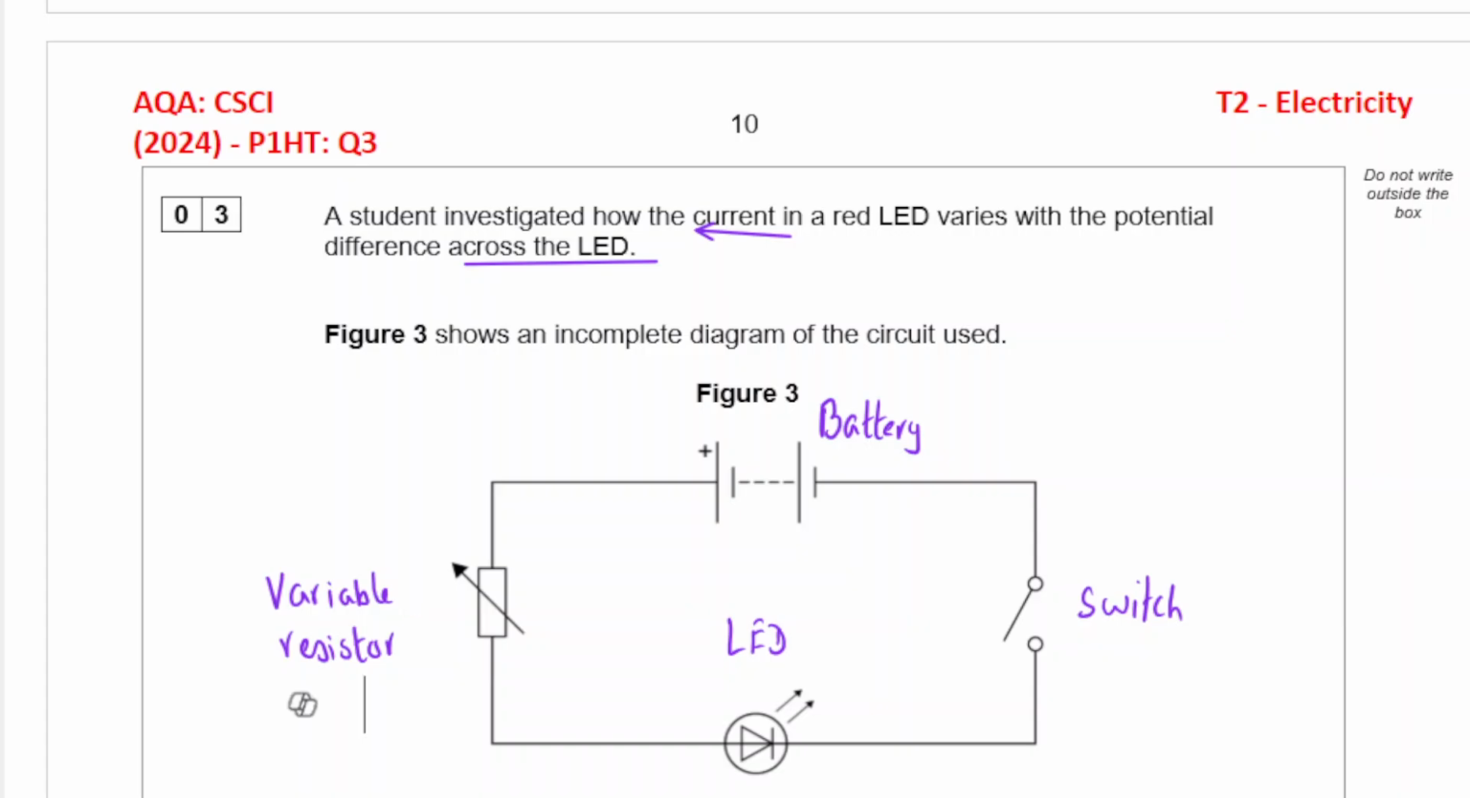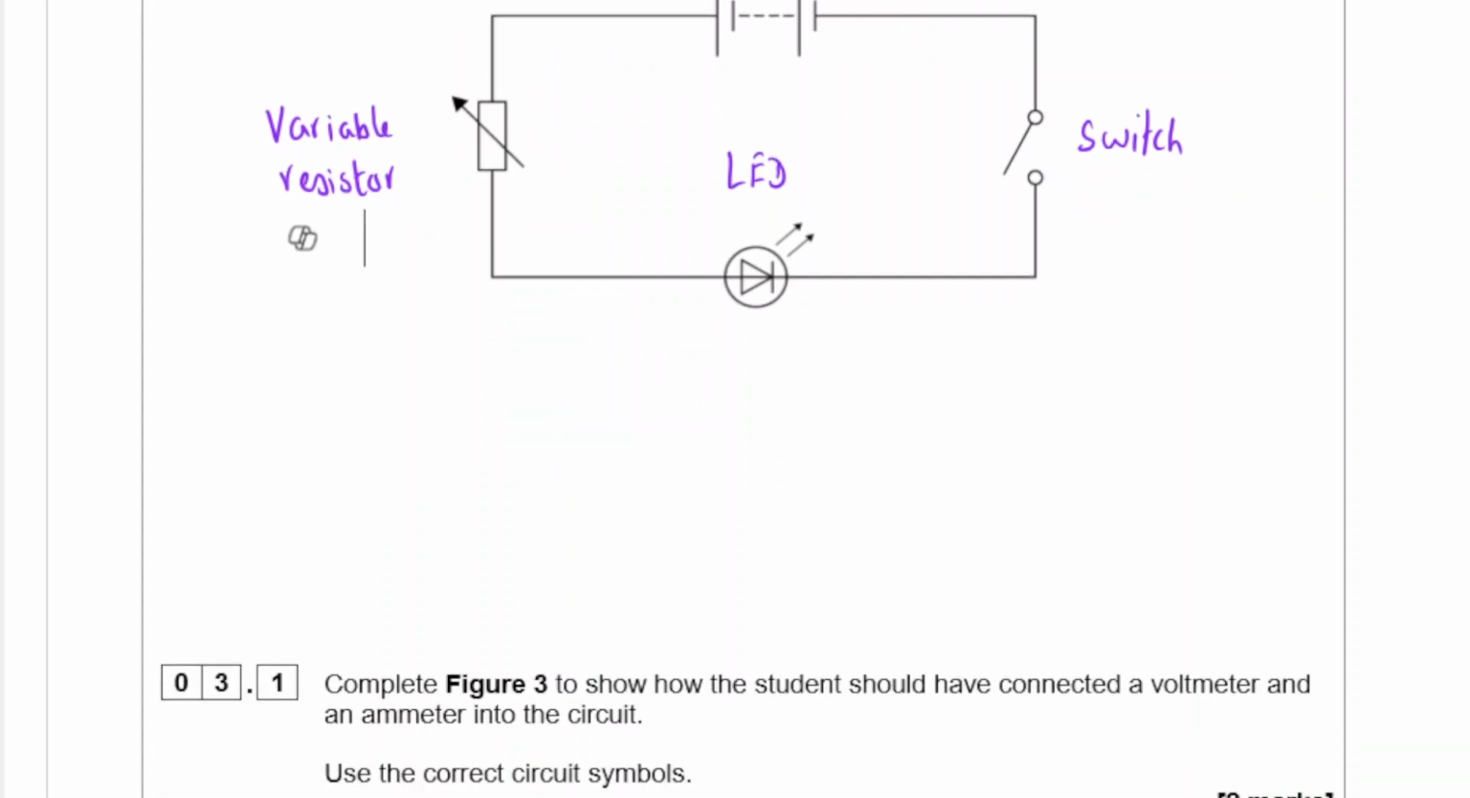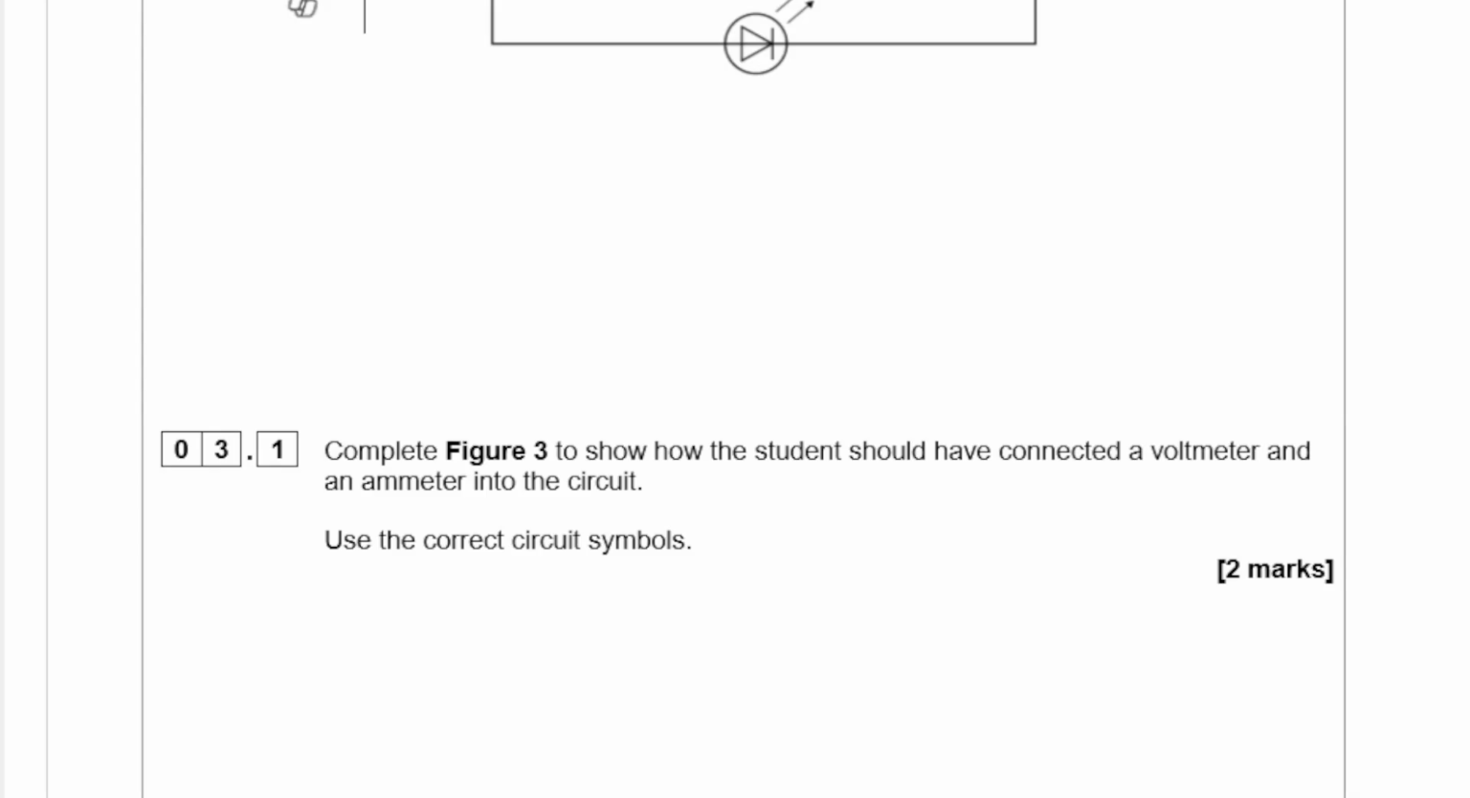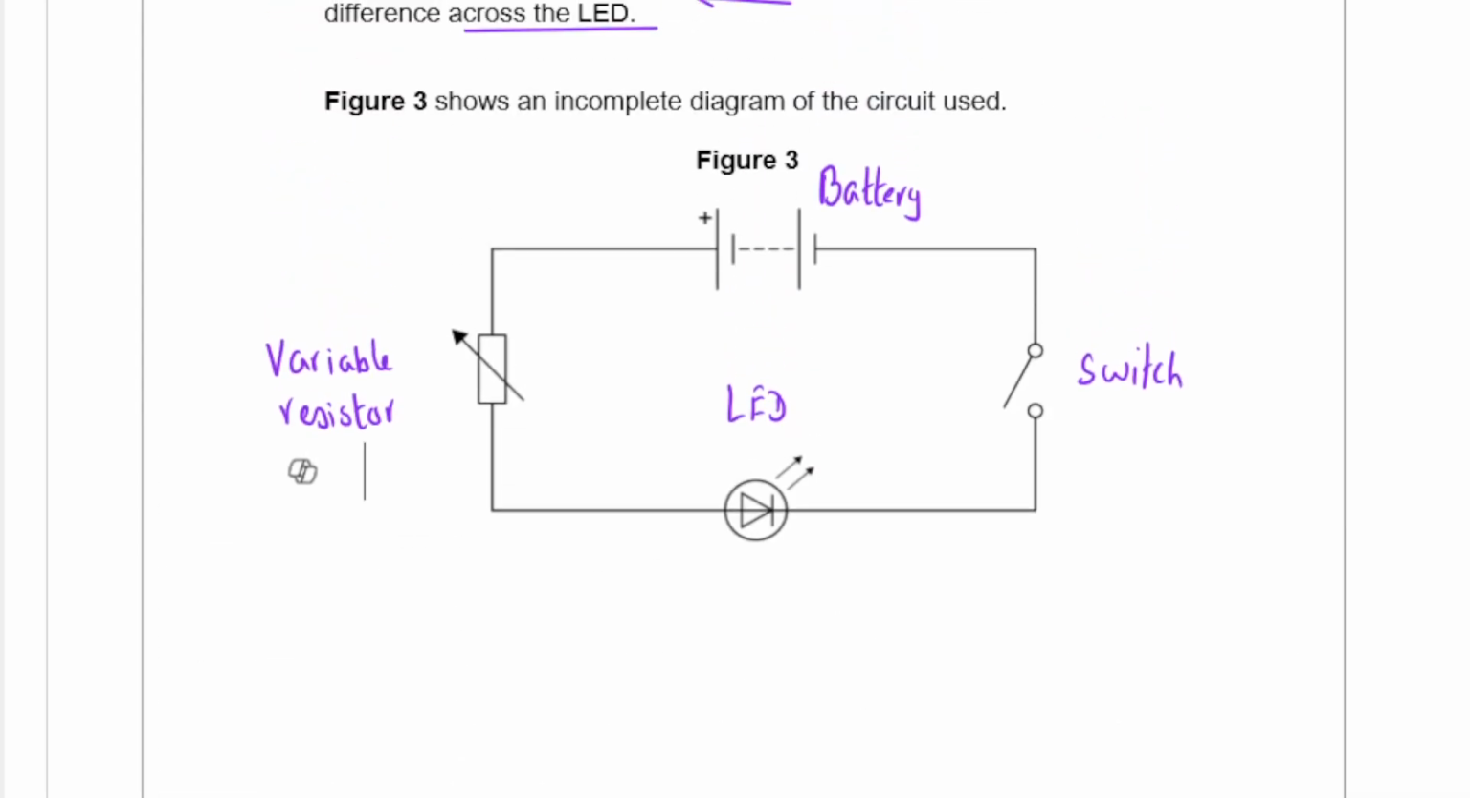So let's have a look at the first part of the question. Complete figure 3 to show how the student should have connected a voltmeter and an ammeter to the circuit. Use the correct circuit symbols. So if you want to measure the current, you need to add an ammeter which should be in series to the LED. So the ammeter should go in series or anywhere along the line in the wire. The position of the ammeter doesn't actually matter.